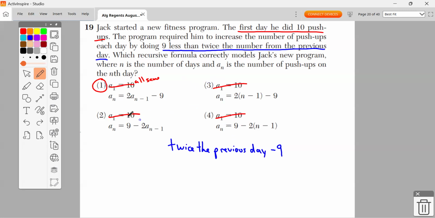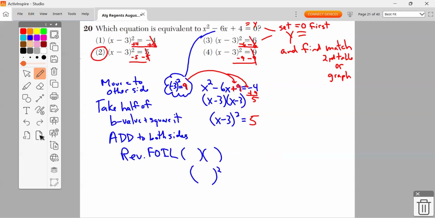I crossed off the first equation on all of them. That just tells you that the first day equals 10. It's exactly the same answer on all 4 choices. So I just crossed them out right away. It's less to have to look at. The correct answer is choice A, twice times the previous day. Remember this, a sub n minus 1, that means the previous term. So twice times the previous term minus 9. In question number 20, which equation is equivalent to that quadratic?